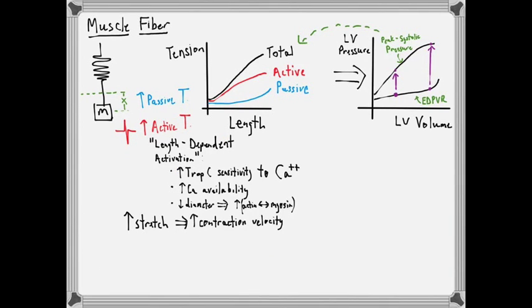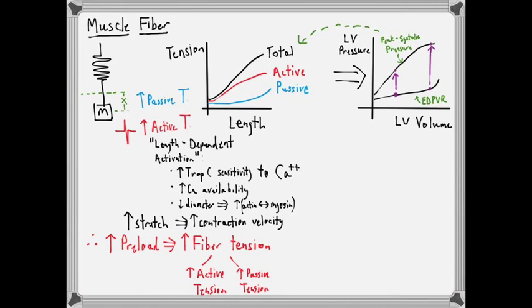Let's rehash what we've talked about for preload. When we see an increase in preload, we see an increase in fiber tension, and that is dictated by both an increase in active tension as well as an increase in passive tension. That increase in fiber tension leads to an increase in the peak systolic pressure that we're able to provide when the ventricle is contracting. We also see an increase in the fiber shortening velocity, or speed, as the greater the tension and the greater the pressure in the contraction, the faster the ventricle is able to contract. We will talk more about fiber shortening velocity when we talk about afterload.